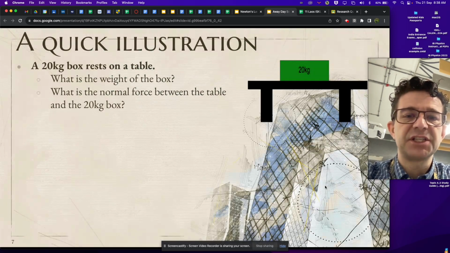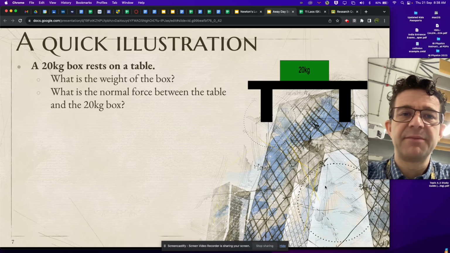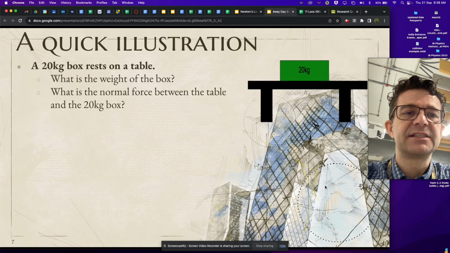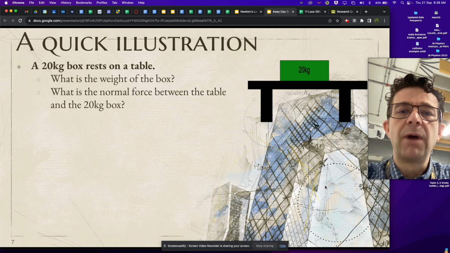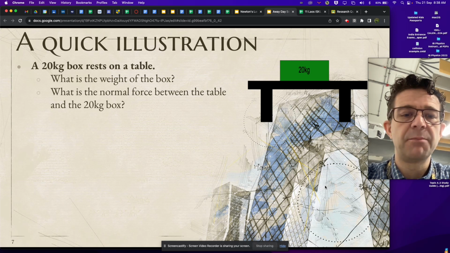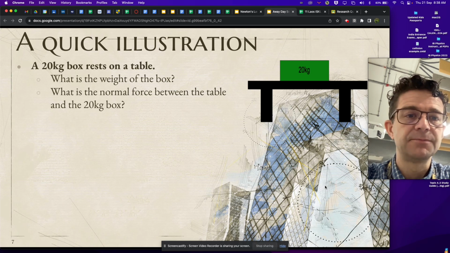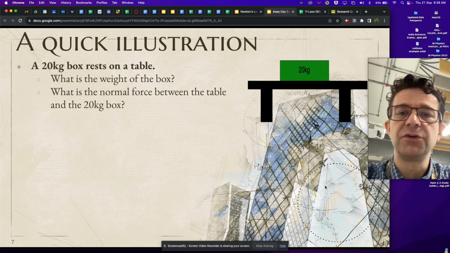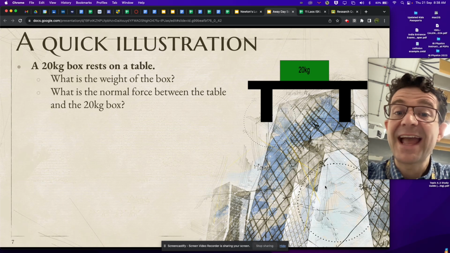Some quick illustrations, and you can work along with this and maybe pause, is what do we look at if we have a 20 kilogram box at rest on a table? Well, your free body diagram, which should be very quick to draw, is going to involve two forces, one that points up and one that points down. The upward force will be the normal force on the box from the table, and the downward force will be the force of gravity, labeled probably with a G and an N.